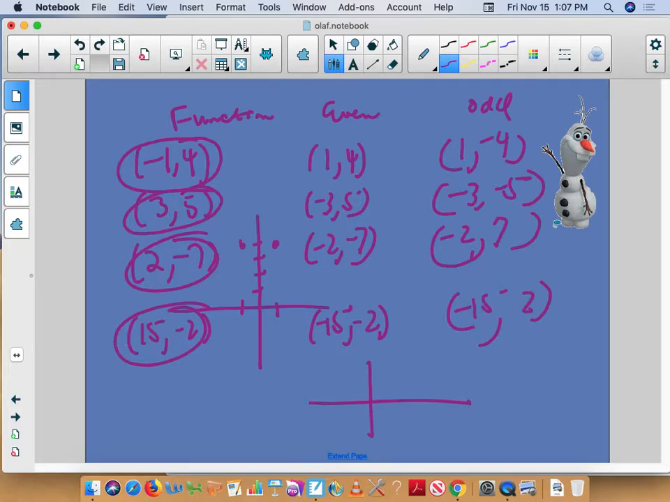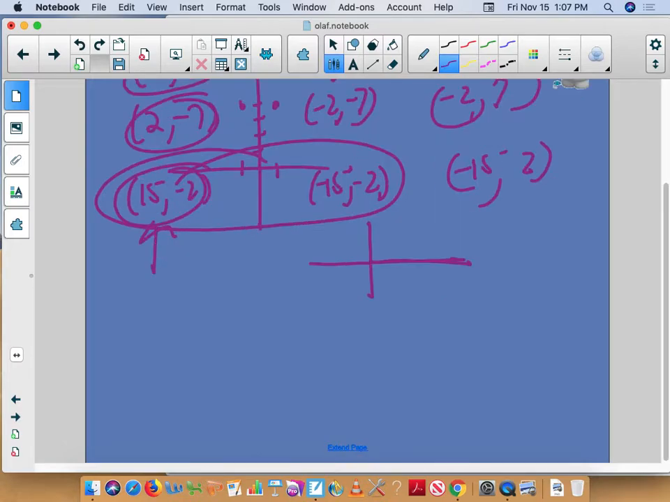Let's graph these two in purple. I go out 15 and I go down 2. I'm doing this one right here in red. So I'm going to go out 15, 5, 10, 15, and I'm going to go down 2. Okay? Now in red, I'm going to go back 15, 5, 10, 15, and I'm going to go down 2. Would you agree that's the beginnings of an even graph? Yes. Okay? Now we're going to do in green these two.